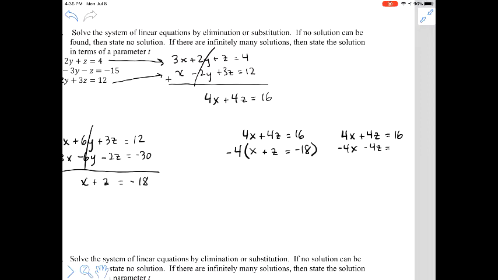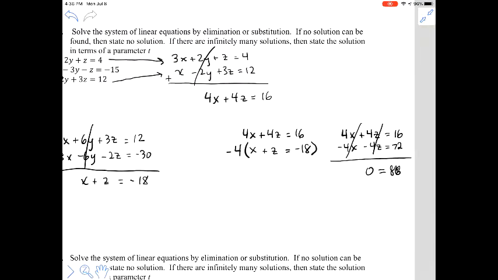All right, so what's happening here? Wait a minute. What's 4 times 18? 72. So my variables canceled. Uh-oh, which means that there is no solution. Wait, that's 88, not 86. Regardless, this is no solution. 0 equals anything other than 0 is no solution.